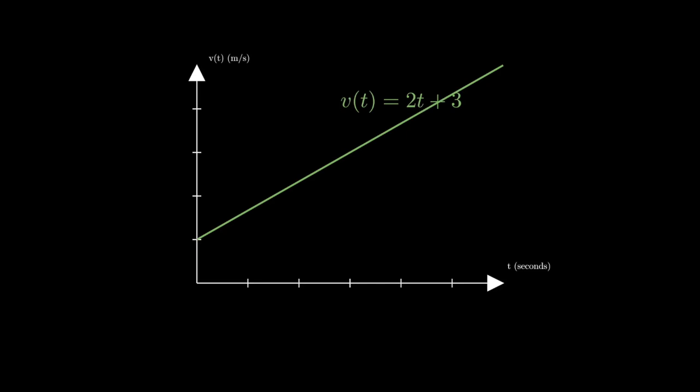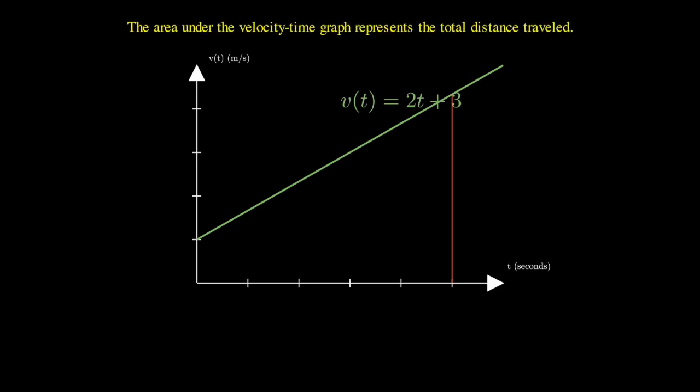Here's a crucial insight from calculus. The distance traveled is the area under the velocity-time graph. If you think about it, velocity tells us how fast something is moving. If you multiply velocity by a small increment of time, you get a small piece of distance. Summing all these pieces of distance over the entire time period gives the total distance traveled.